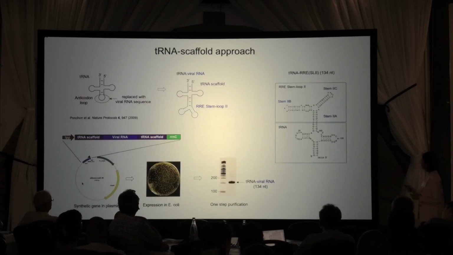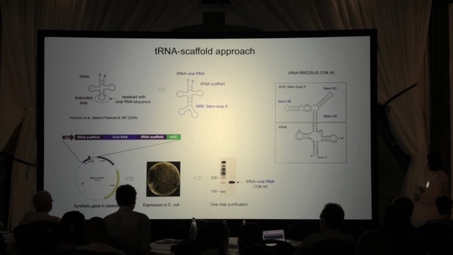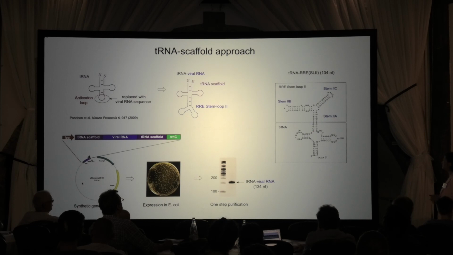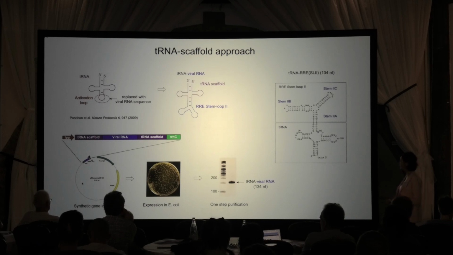Okay, so in the pRNA scaffold approach, we take a pRNA and we replace the anticodon loop with the viral RNA sequence to form this pRNA viral RNA fusion RNA. So this is the actual sequence that we use to show the RNAs from your kit. So we start at the 5' end of the pRNA, and then insert the entire length of the stem loop 2, and then come down and end with the 3' pRNA. And we synthesize this as a gene in the plasmid, and express it in E. coli, and we can purify it easily with a single ion exchange chromatography. So you can see the pRNA viral RNA, this particular one, is very pure, which is what we use for crystallization.